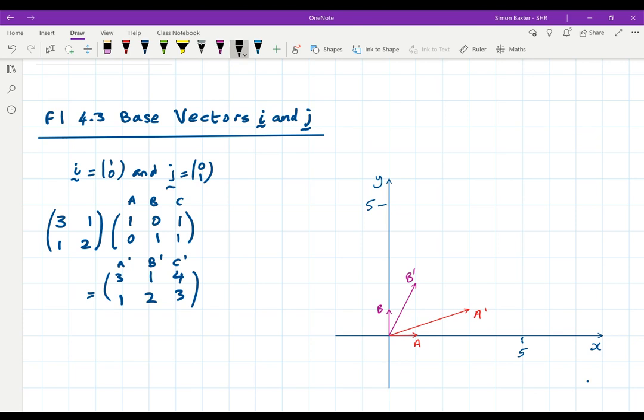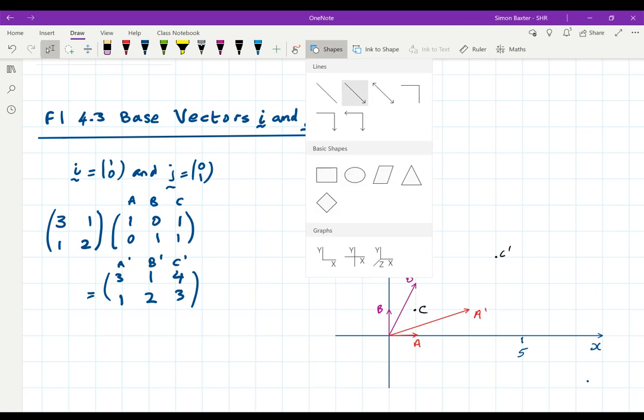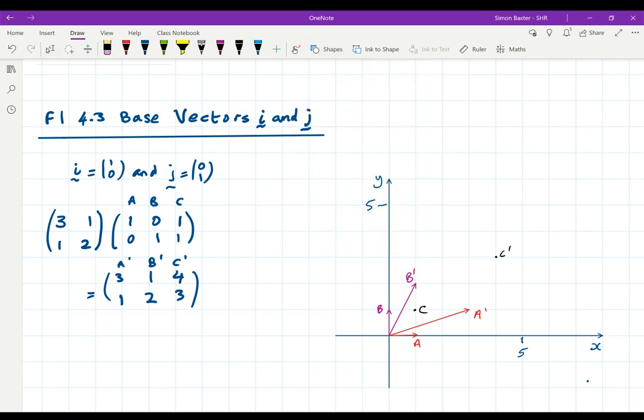Now let's look at C. C starts at (1, 1), and the image of C is at (4, 3). It's there, C dashed. And you can see now that we're actually forming a parallelogram. If I think of O, A, C, B, it starts as a square, and O, A dashed, C dashed, B dashed ends up as a parallelogram. So let's draw some lines to make that obvious. And so the square that we start with becomes a parallelogram.